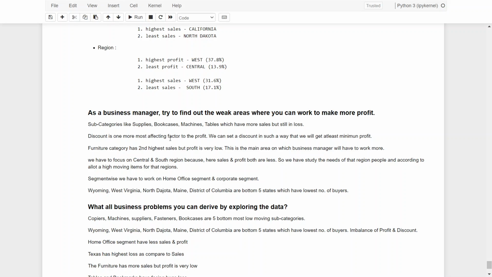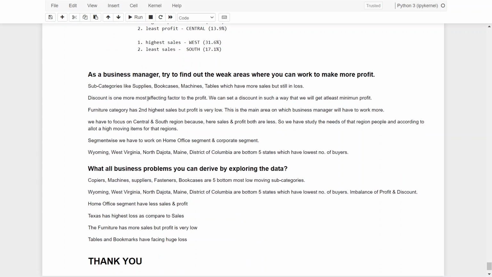There are two questions in the problem statement. The first is: as a business manager, try to find out the weak areas where you can work to improve profit. So I can give an answer for that. The subcategories like supplies, bookcases, machines, tables have more sales but are still in loss. So we can give a discount for that also.